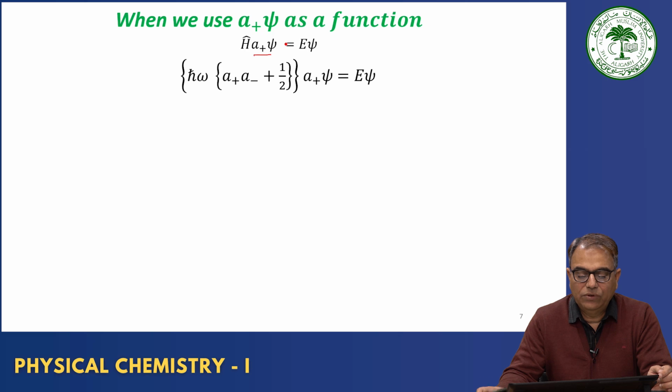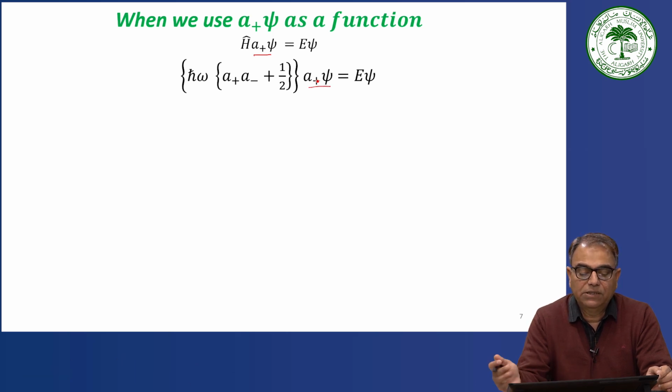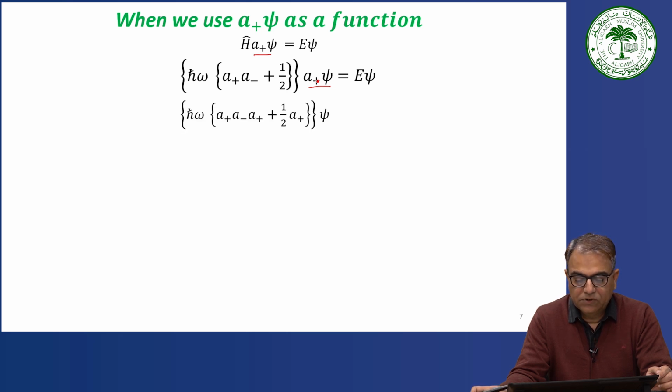If you use this Hamiltonian in terms of the ladder operators, the Hamiltonian is h cross omega times (A plus A minus plus 1 by 2), and then your equation is H applied to A plus psi is equal to E psi, a simple application. Now, what you can do is bring this A plus inside, but you will have to keep it on the right side only. You cannot bring this A plus to this side.